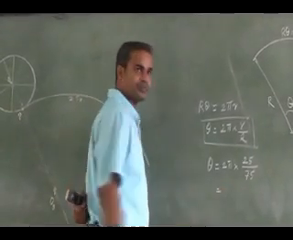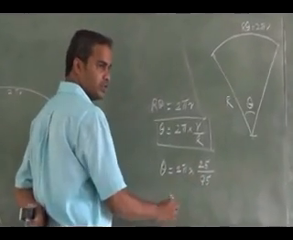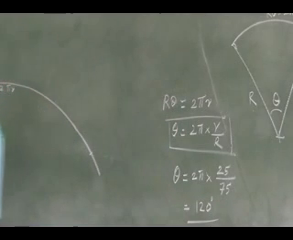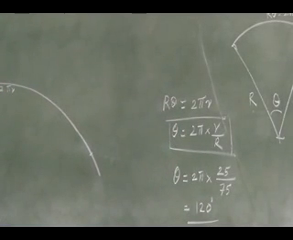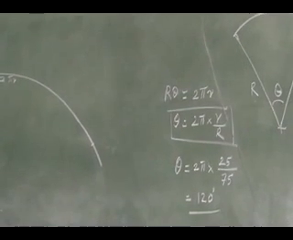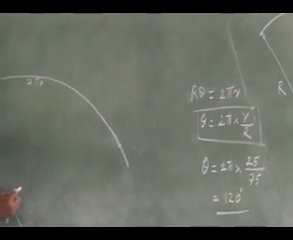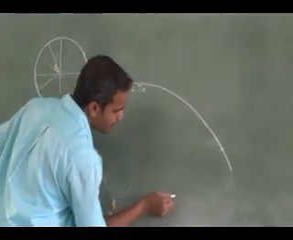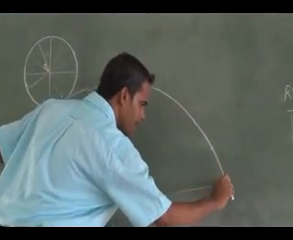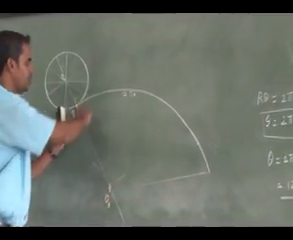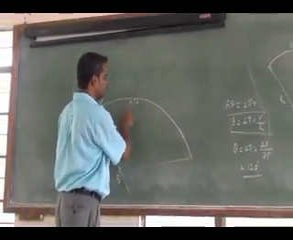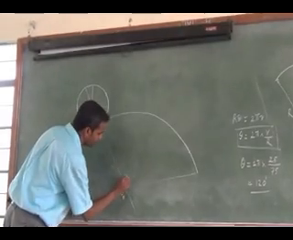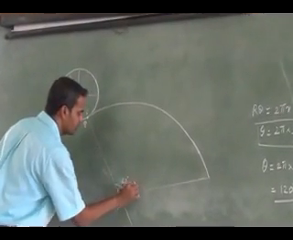What will I get? This is 3. 360 by 3? 120 degrees. 360 by 3 will be 120 degrees. Right. So for 120 degrees, if I measure the arc length, the travel is equal to 2 pi r. Okay, so this angle is 120 degrees. You have to measure. This is nothing but my theta.